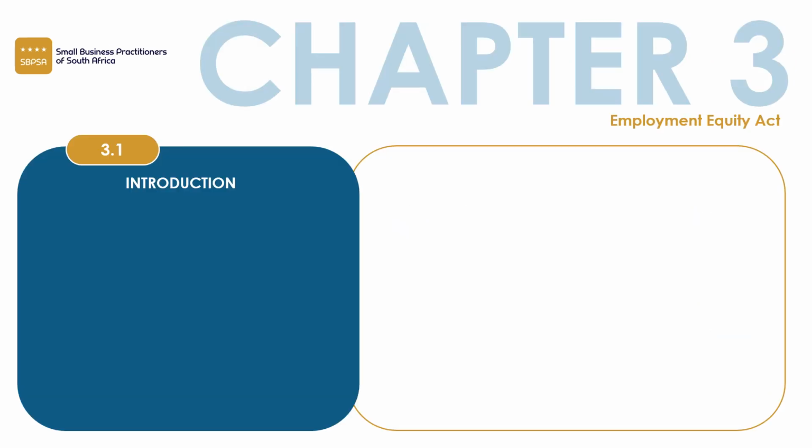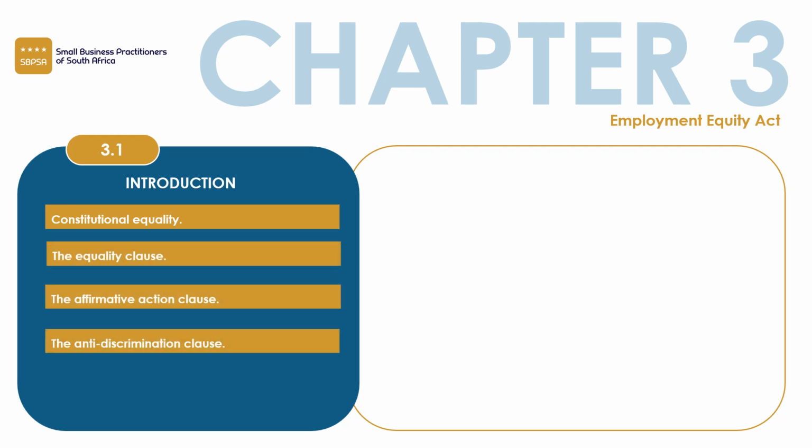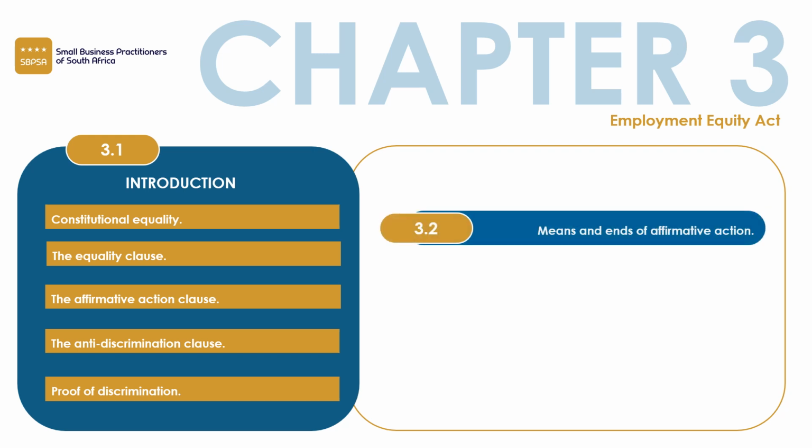We now explore Chapter 3, which covers the Employment Equity Act. We start by introducing some of the concepts to be covered. We list those concepts below. Constitutional equality. The Equality Clause. The Affirmative Action Clause. The Anti-Discrimination Clause. Proof of discrimination. We will explore further to cover the concepts as we learn about 1. Means and ends of affirmative action.